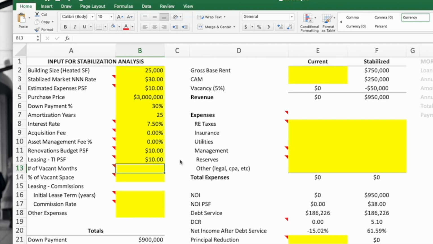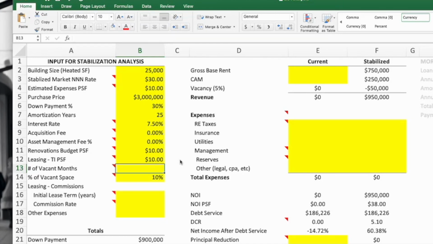So when we're looking at this analysis, this property, we're going to assume that there's a small portion of the building vacant. Let's go ahead and say there's 10% of the building vacant, okay? That 10% of the building is 2,500 square feet. At 2,500 square feet, we have to guesstimate how long it will take to look for a tenant and how long it will take for the rent to commence. So it's not asking you how many months it will take for you to find a tenant.